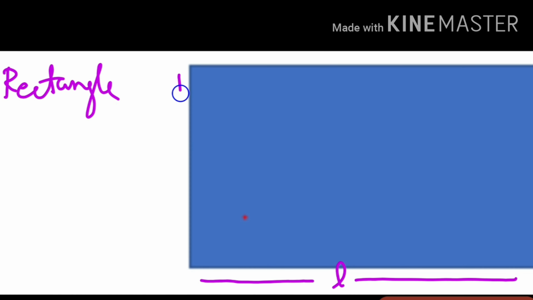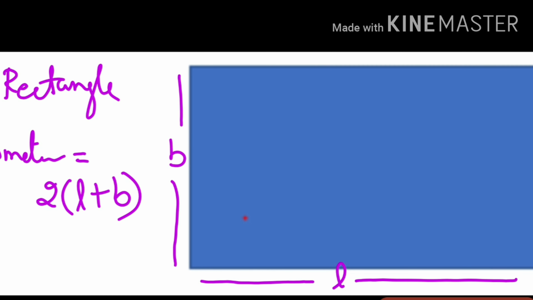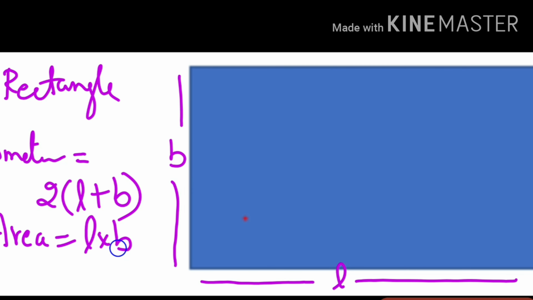Observe this figure. This is a rectangle. We know that for a rectangle we have length and breadth. The perimeter is equal to 2 into (L plus B), which is our formula, and the area is equal to length into breadth. So these two are also algebraic expressions where L and B are variables.